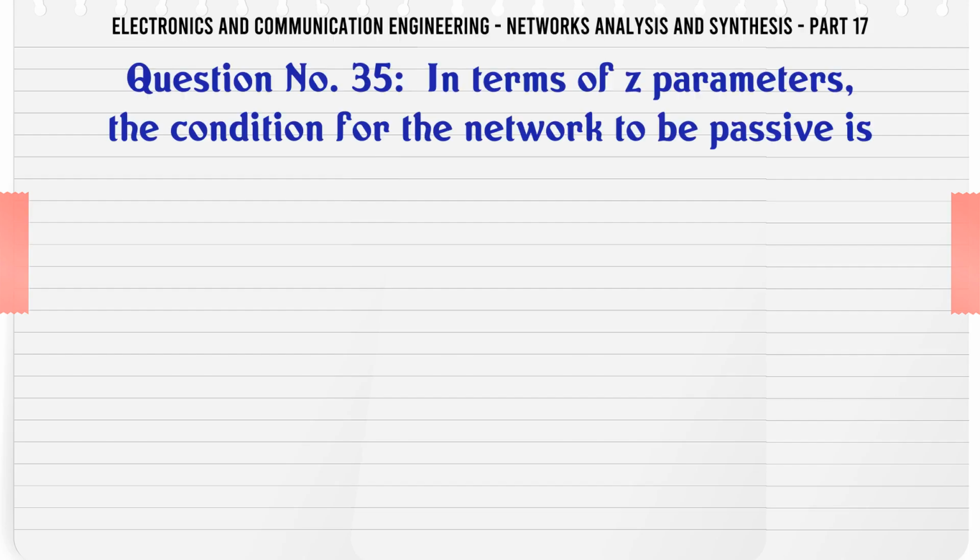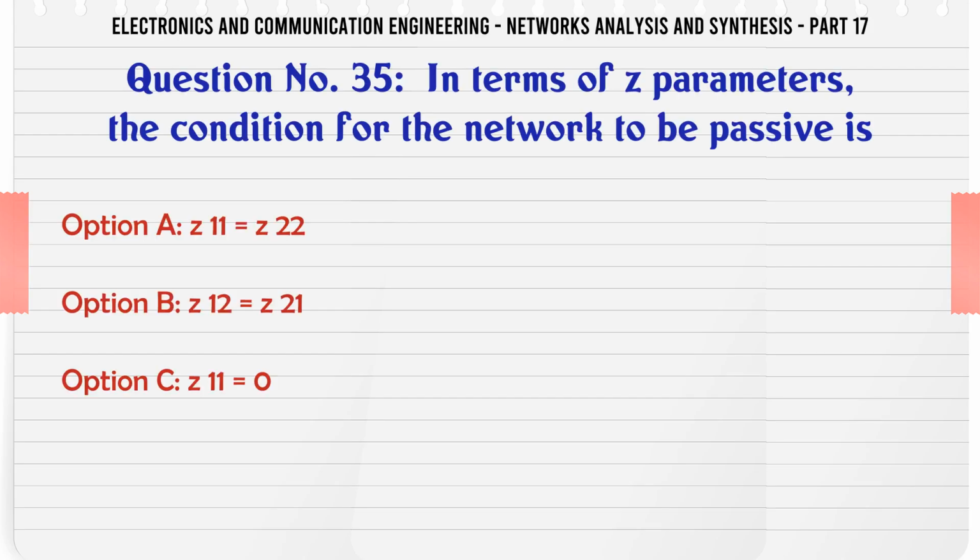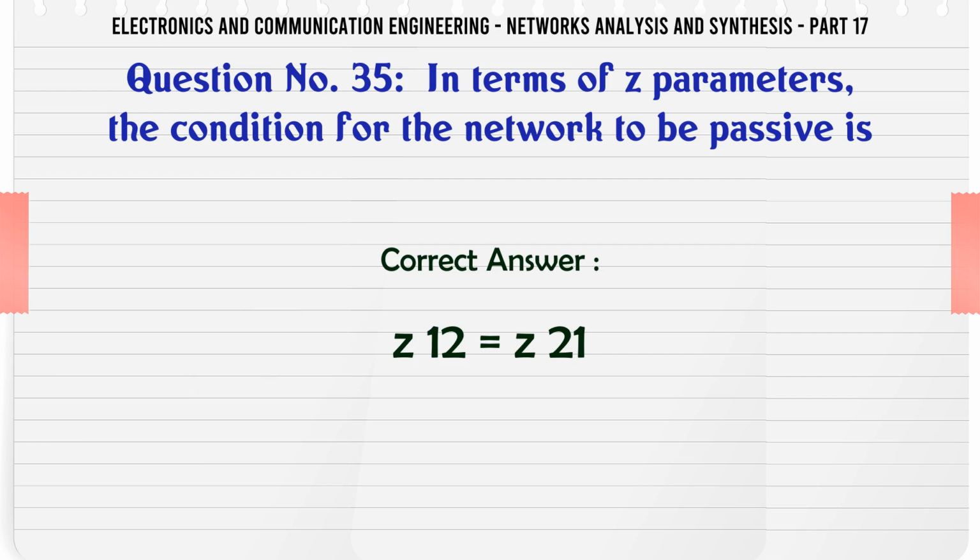In terms of Z parameters, the condition for the network to be passive is A. Z11 = Z22, B. Z12 = Z21, C. Z11 = 0, D. Z22 = 0. The correct answer is Z12 = Z21.